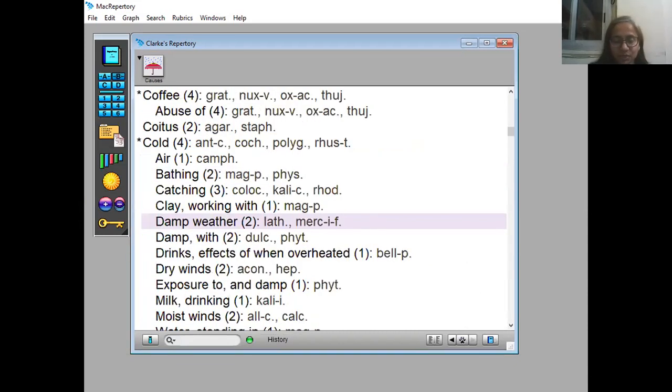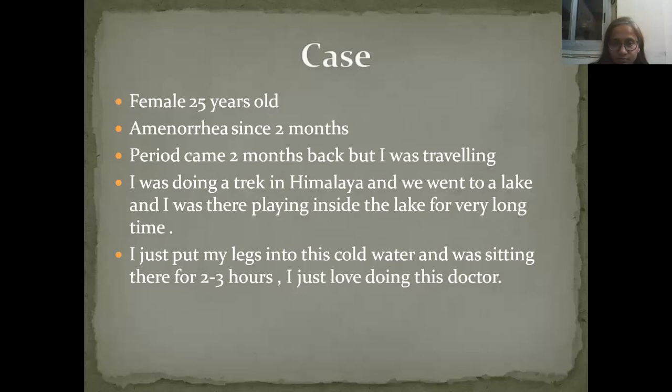Okay, let's go ahead. Whenever you have a patient who says, doctor, whenever the temperature changes, if it becomes cold, damp, then I will have a problem, you can use this rubric. Cold, damp weather. If a person has trouble because of damp weather and that is cold, 2 remedies. Okay, let's look at one more case.